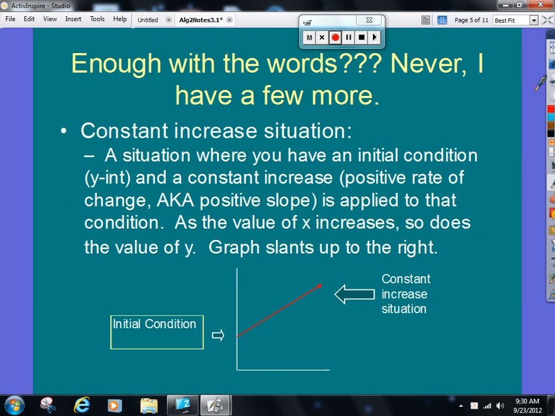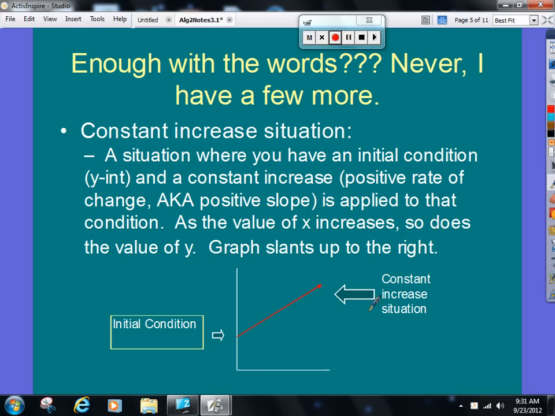Enough of the words, never mind. I have a few more. Here, I'm really proud of this diagram. I just want to tell you guys this. Before I figured out you could copy and paste pictures, I made every one of these lines separately. So you can go ahead and take a nice look at that and think, wow, my teacher is special.